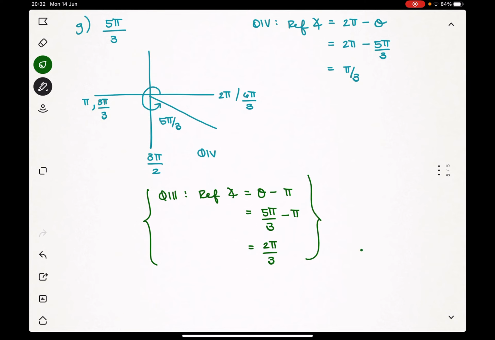Remember that reference angles need to be between 0 and 90, and in this case, 90 is pi over 2. And 2 pi over 3 is larger than pi over 2. So that gives you an idea that your angle is not correct. It needs to be an acute angle between 0 and pi over 2. So that's how you can see that it is not in quadrant 3. It's actually in quadrant 4.